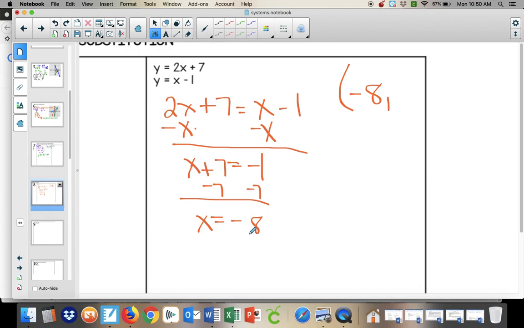Now I can substitute this negative 8 in for either of these. To me, it makes a little more sense to substitute it into the bottom one. So then I'm going to have y equals whatever x is, which in this case is negative 8 minus 1. So y turns out to be negative 9. Now, could we have graphed this in order to figure out that this was a solution? Yes. But you also can use substitution since they both are already down to one of the variables in order to just solve it.